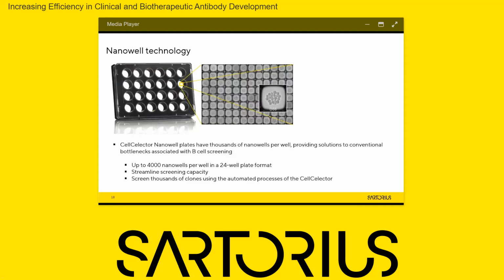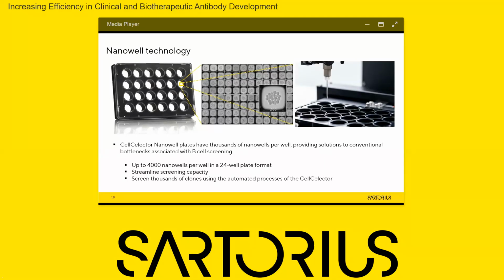Because these plates have thousands of nanowells per well, it can provide a solution to conventional bottlenecks associated with B-cell screening and cell line development. There's up to 4,000 nanowells per single well in a 24 well plate format, which allows you to streamline your screening capacity because you can screen thousands of clones using the automated processes of the CellCelector Flex. The CellCelector Flex is so precise that it can pick individual cells or clones from within these nanowells inside these plates, something that you would never be able to do manually. And this can be done in an automated fashion as well.